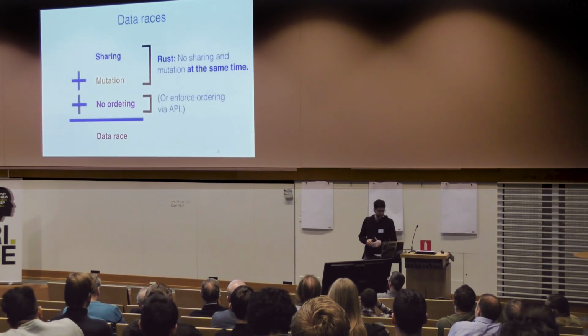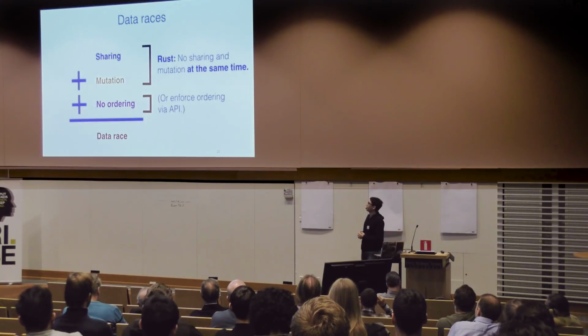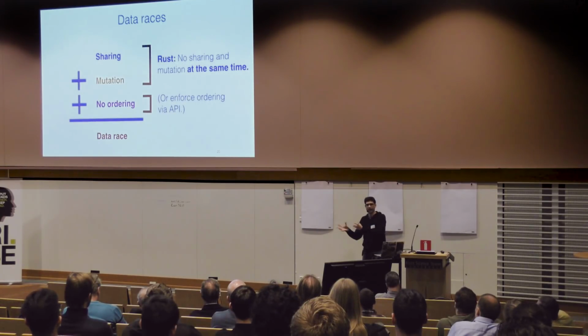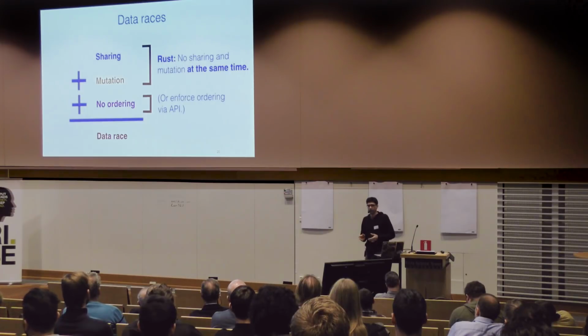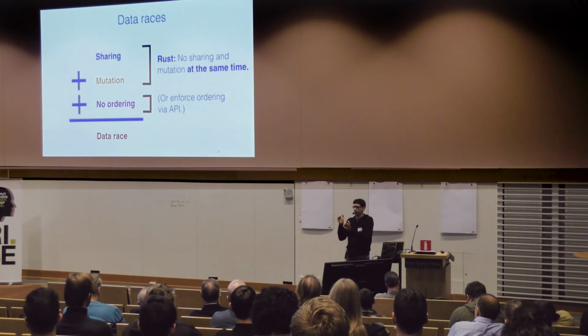And in fact, even that's a little too strong. We'll see that we have some escape hatches where you can share and have mutable state, but you have to do it via some API that guarantees ordering. A mutex is a classic example. If you have a mutex and you want to have some locked data, that's fine as long as you guarantee that you actually use the lock correctly.